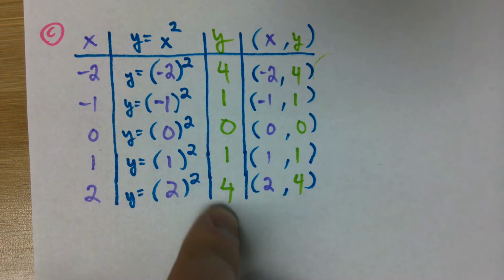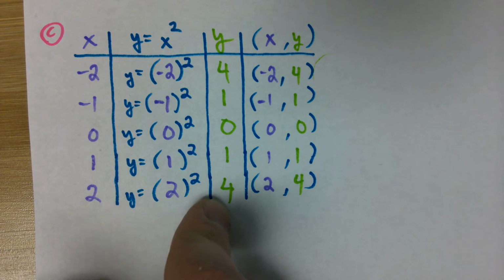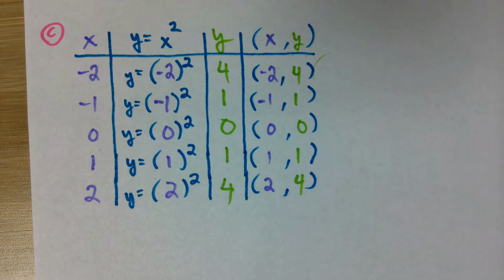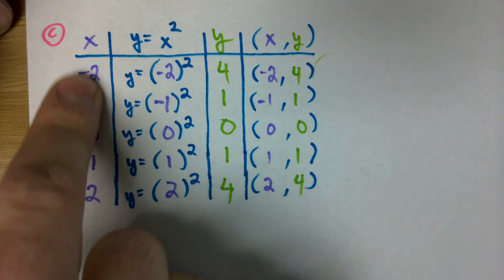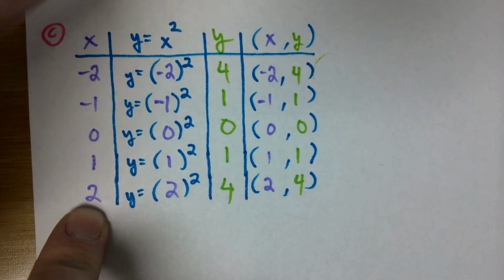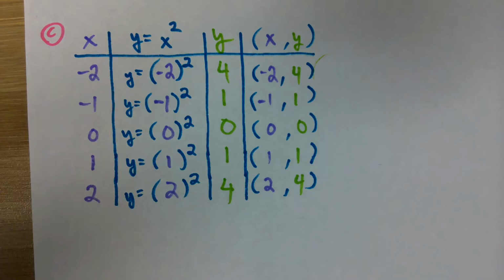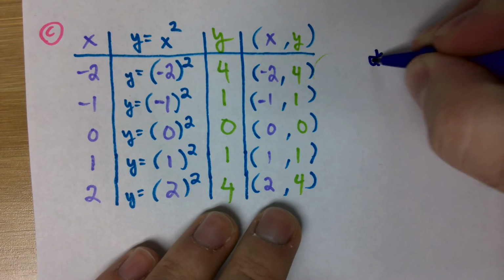So if you see this and you go, wait a minute, I've got a 4 here and a 4 here, I kind of remember that means it's not a function at all, so this must not be a function. Only if we have repeating inputs or repeating x values is it not going to be a function. So this is still a function, but now let's describe this function.